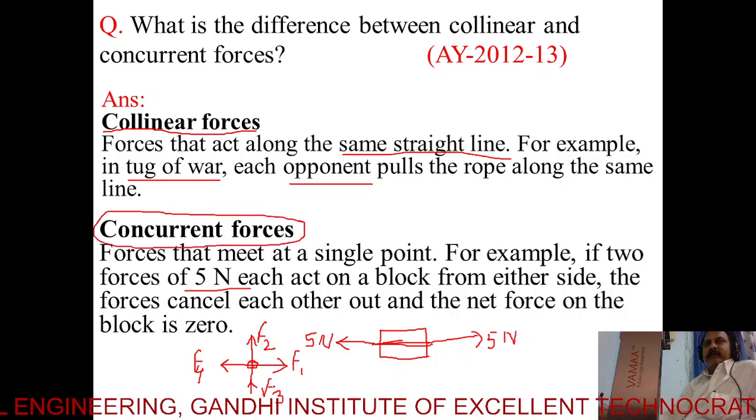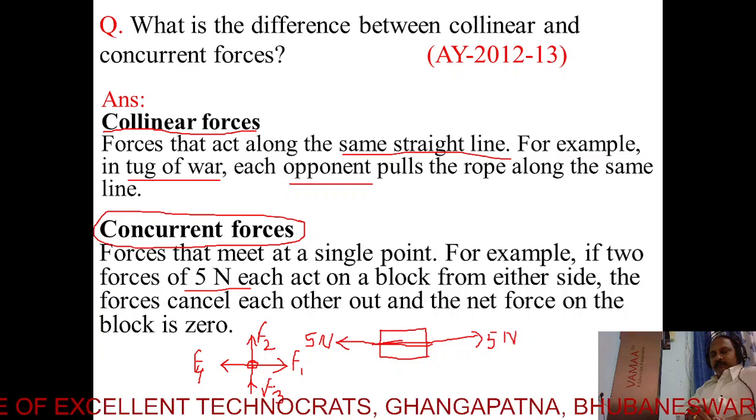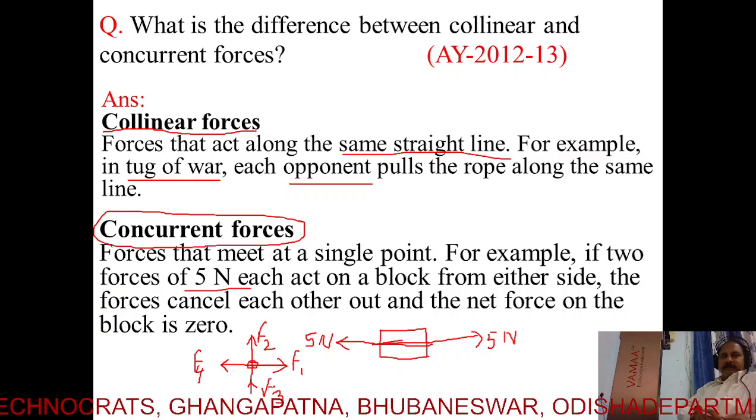So in this way, you can write the answer for this question. Collinear forces are forces which are acting on the same straight line, and concurrent forces are the forces which are meeting at a single point. If you can write it with examples, then it is well and good.